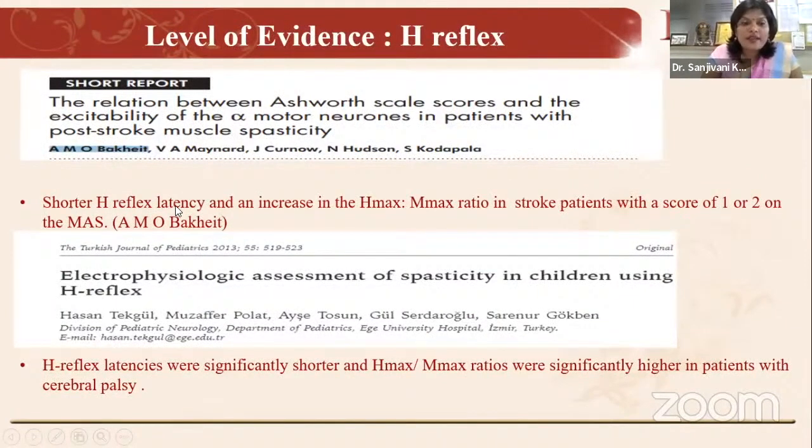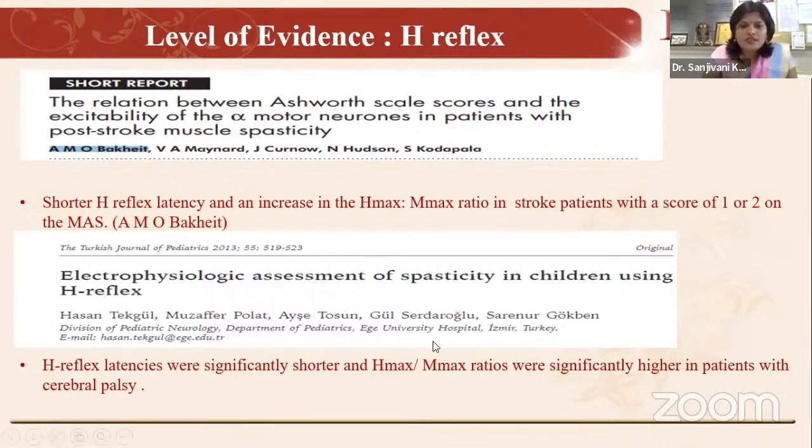He says shorter H reflex latency and increase in HM ratio in stroke patients with a score of 1 or 2 on the MAS score. Means when, according to the modified Ashworth scale, there was a 1 or 2. So what is the correlation between the Ashworth scale and H reflex? There is a correlation between the Ashworth scale and H reflex latency and HM ratio.